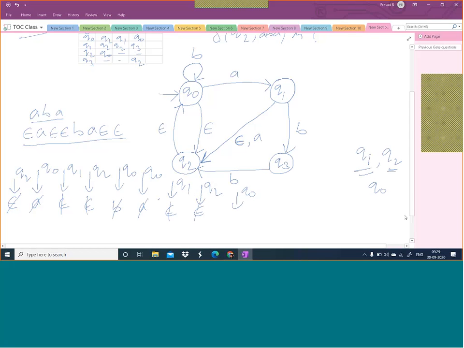Next question. 100. The minimum possible number of states of a DFA that accept the regular language. Try this and tell me the answer.